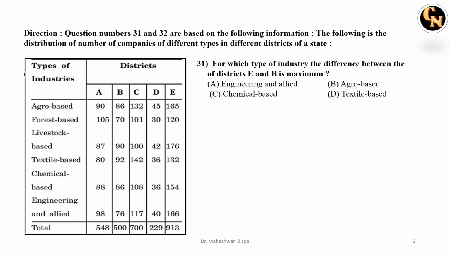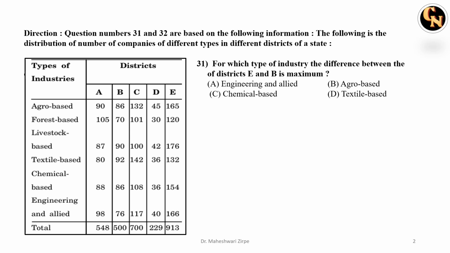Question number 31 is: for which type of industry is the difference between district E and B maximum? So now you have to only concentrate on district B and district E. Okay, so let us solve this. So how are we going to begin with this? We are going to concentrate on the B column and the E column. Now what they have asked is the difference between E and B, which is the maximum, which industry is going to show you the maximum. So each and every one of the 4 options given, we have to solve.